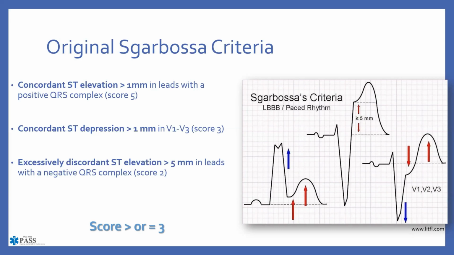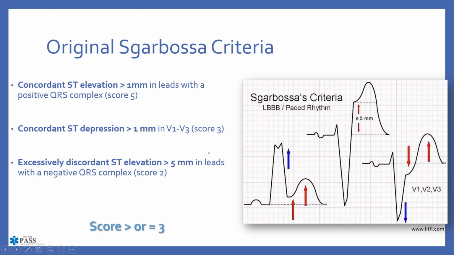So concordant ST depression greater than 1 millimeter in V1 through V3. So if you look here, here's the depression. It's greater than 1 millimeter and it's in V1, V2, and V3. That would give them a score of 3.